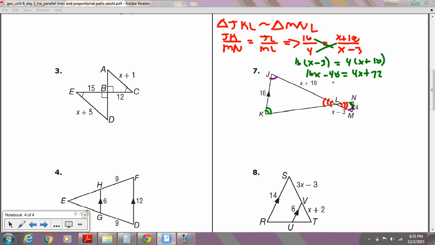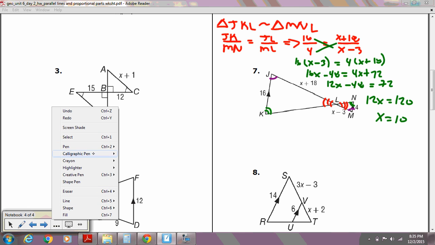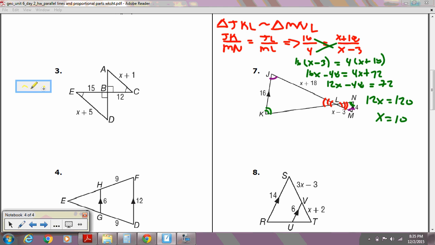Alright, so I would first subtract 4x on both sides, leaving me with 12x minus 48 equals 72. Then I would add 48 to both sides, which would leave me with 12x is equal to 120. Divide both sides by 12, leaving me with x is 10. So here's the similarity statement, and here's x.